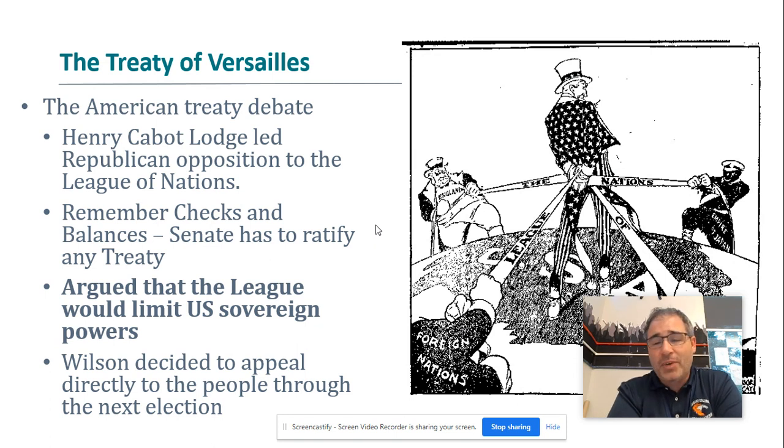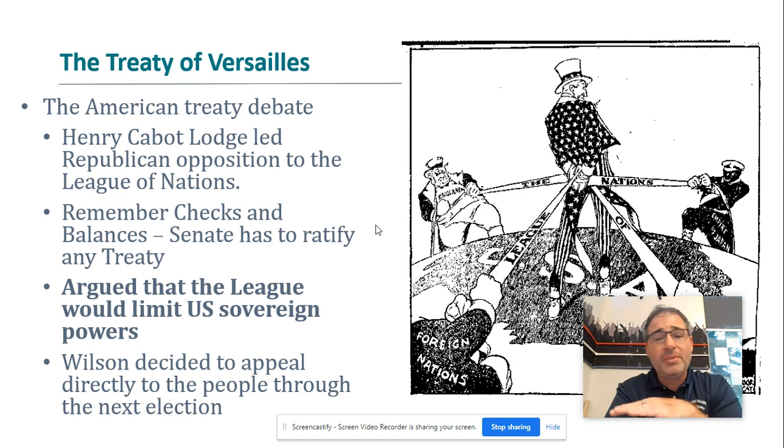There is a debate on whether or not to accept the treaty, and it's really wrapped up nicely in this cartoon here. The Republicans, led by Henry Cabot Lodge, are going to oppose the League of Nations. Part of that is they're mad that they weren't included in the whole Paris trip. But part of it is they were worried that the United States would lose its sovereignty to other countries.